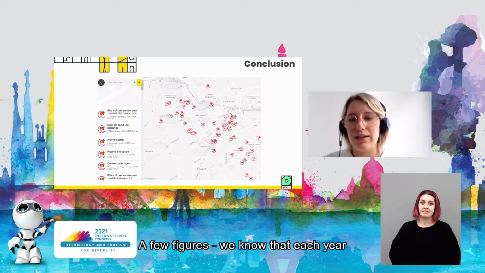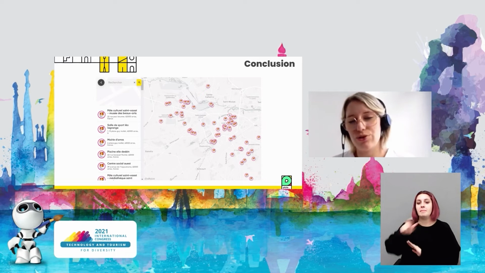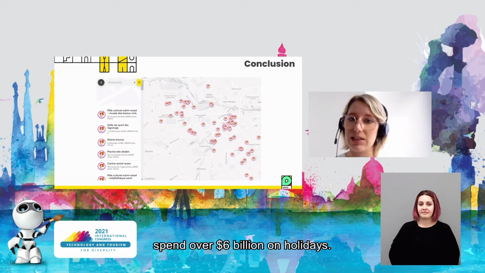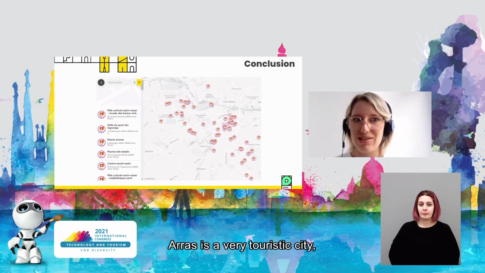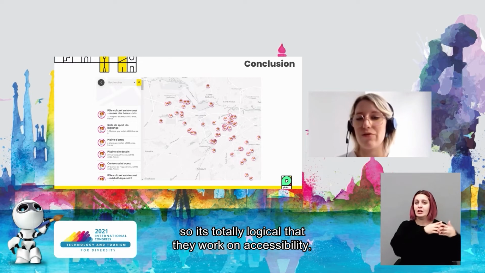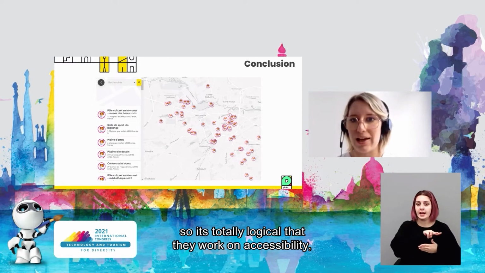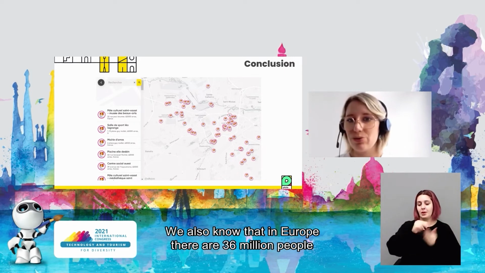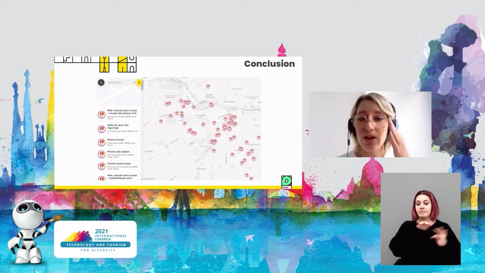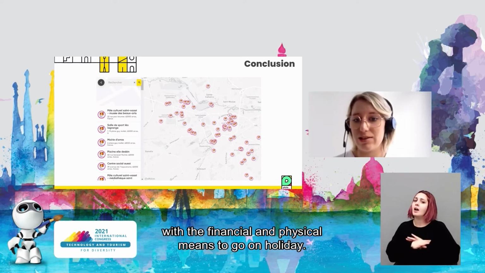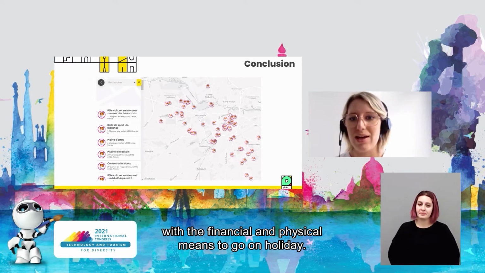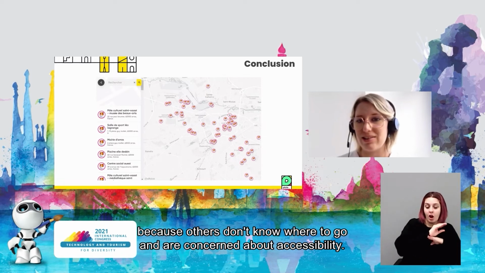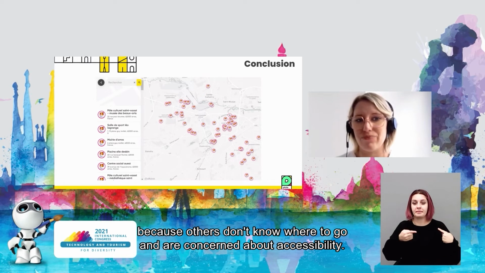For a few figures, we know that each year $13.6 billion are spent by Americans with reduced mobility for holidays. Arras is a very touristic city, so it's totally logical that they work on accessibility because it's an important point to develop. We also know that in Europe, there are 36 million people with the financial and physical capacity to go on holiday, but only 5 million go, because the others don't know where to go and they are too afraid about inaccessibility.